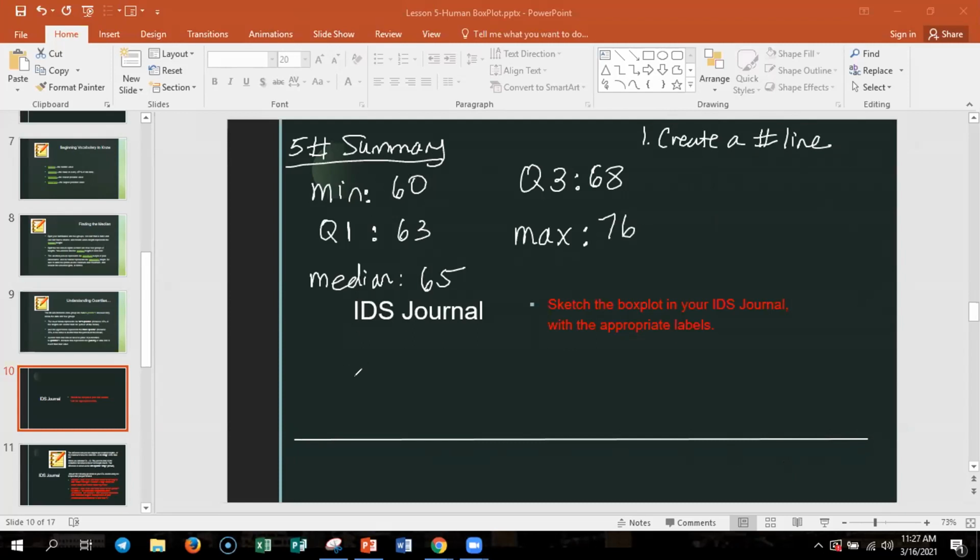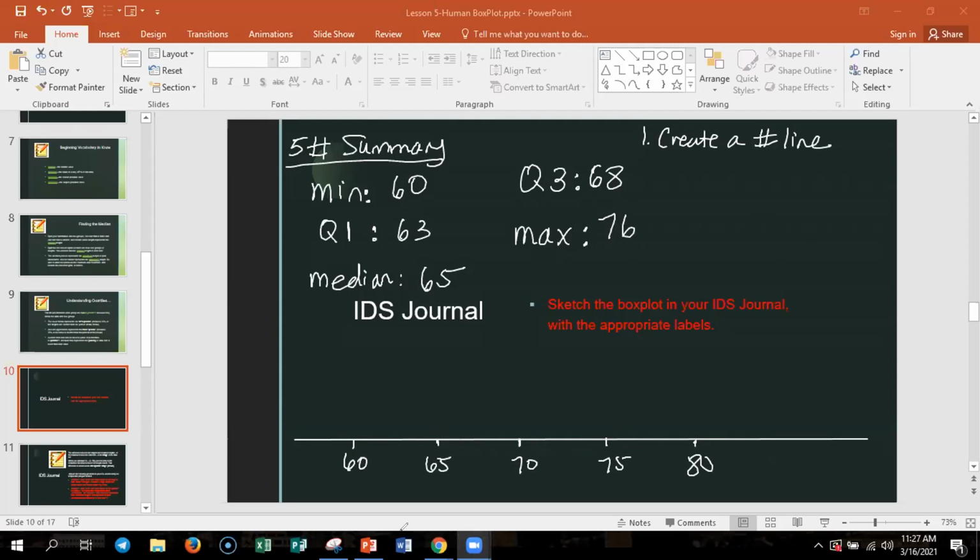You want to move in nice increments. Since my minimum is 60, I'm going to start at 60, and then I'm going to go by 5s. We go all the way up to 76, so I'll probably go up to 80, because 75 and then 80. So I have 65, 70, 75, and 80. So 60, 65, 70, 75, 80.